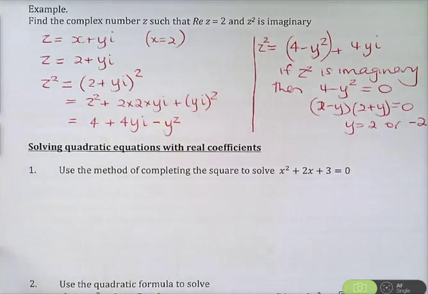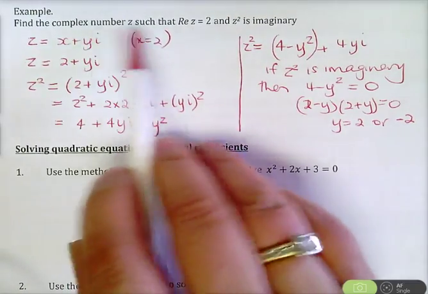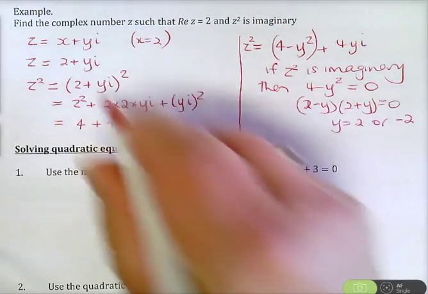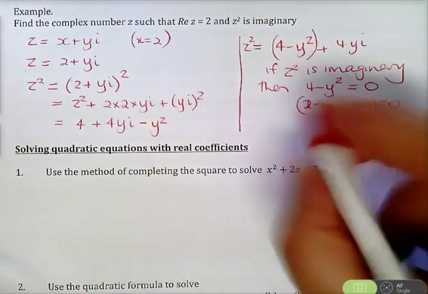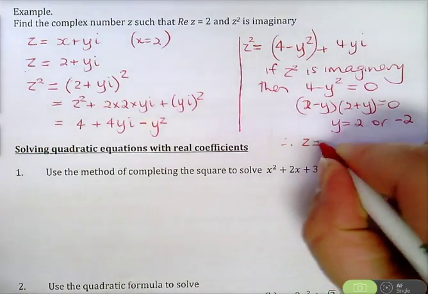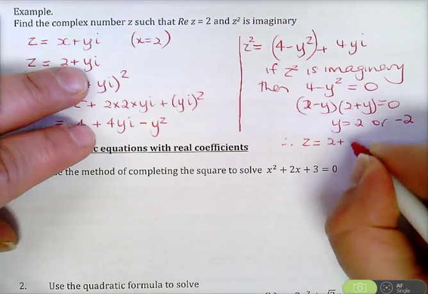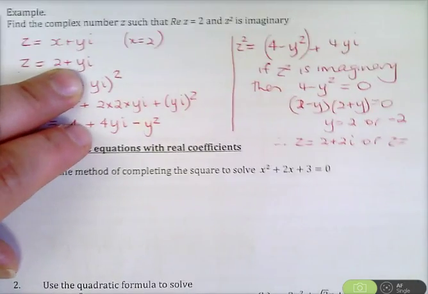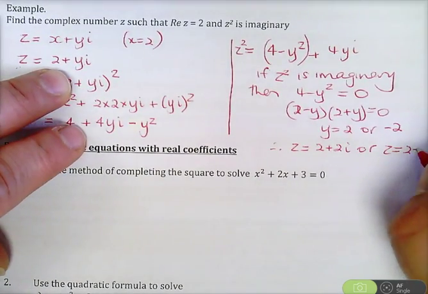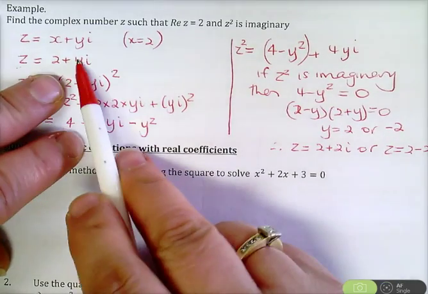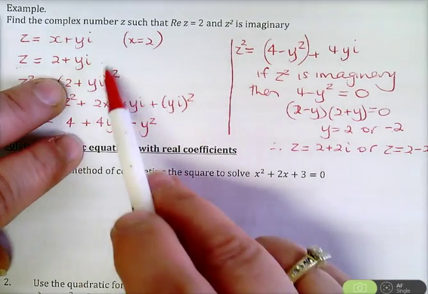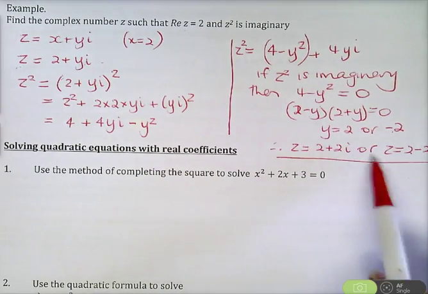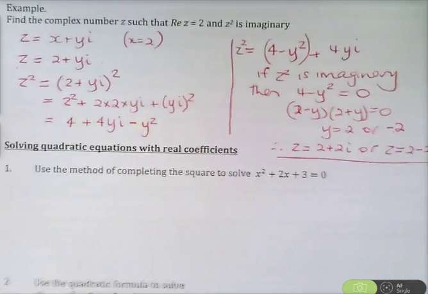However, I'm supposed to find the complex number z such that the real part of z is 2 and z squared is imaginary. So I know my complex number is z equals 2 plus yi. So therefore my complex numbers are 2 plus 2i, or z will equal 2 minus 2i, because this y can be 2 or it can be negative 2. So my two complex numbers are z equals 2 plus 2i or z equals 2 minus 2i.